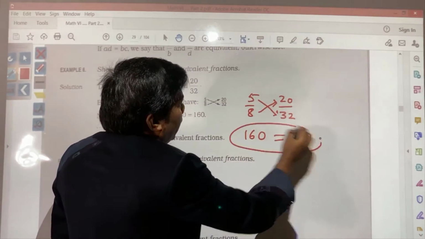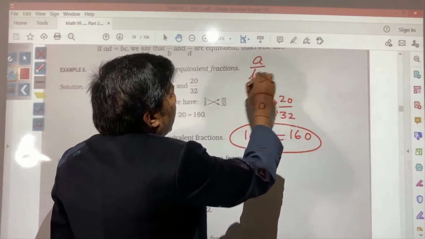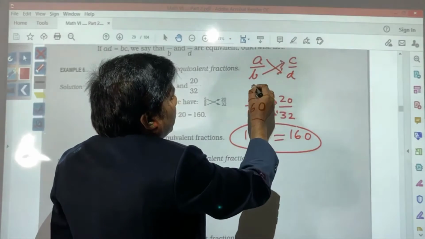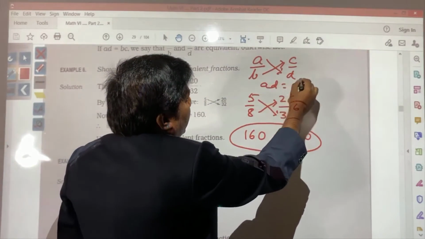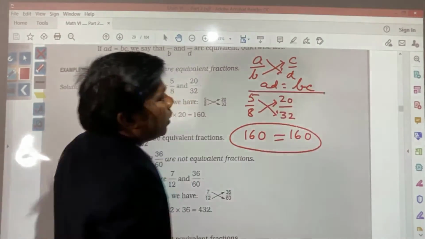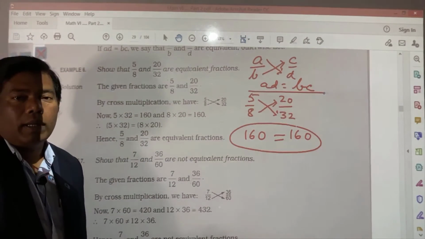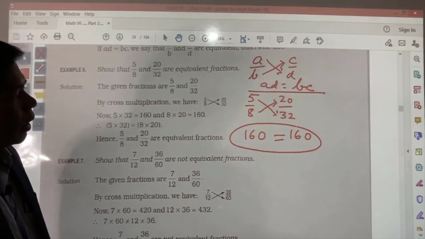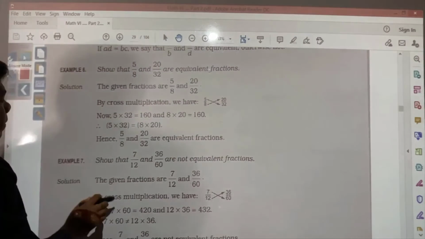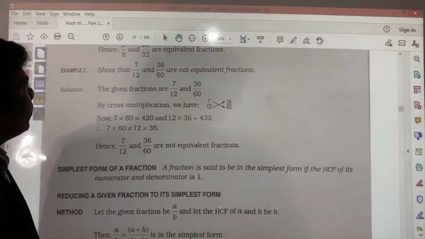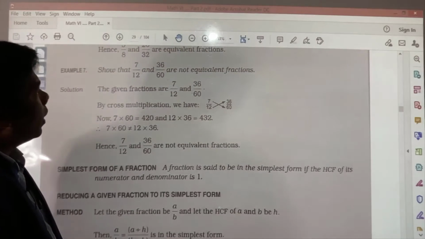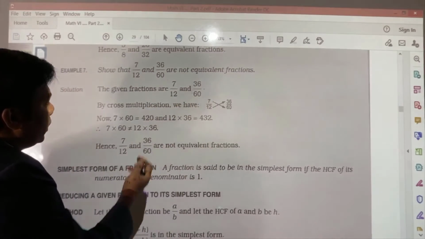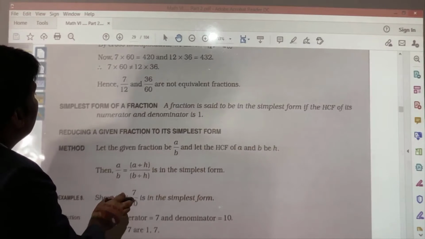So if your given fractions are a by b and c by d, and when you do cross multiplication you get ad equal to bc, then your given fractions are equivalent. So this you need to do, and in this way you can check whether your fractions are equivalent or not. Show that 7 by 12 and 36 by 60 are not equivalent fractions. The same thing is required to be done: cross multiplication, and just see whether both come out equal or not.